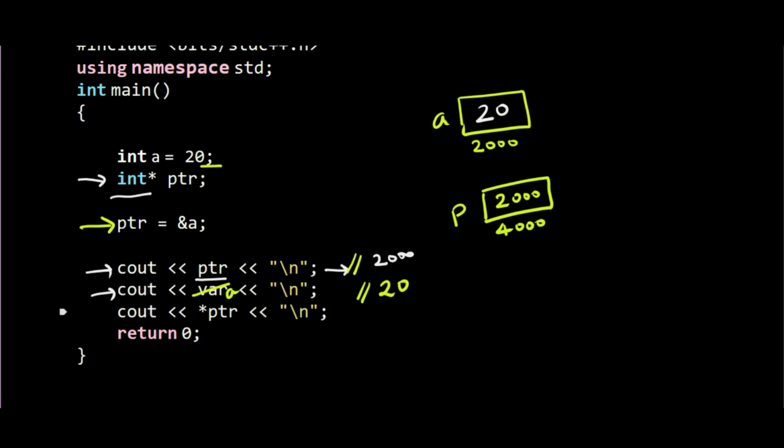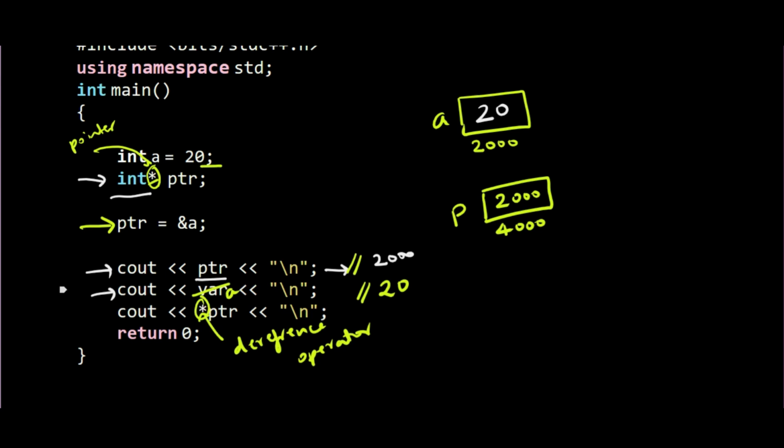And what will be the value of this? We see that there is another star here, and we also have seen in the declaration one star. So the meaning of both these stars is very different. When this is in declaration, it refers to a pointer, and when this is in a normal statement, we call it a dereference operator. So what is a dereference operator?